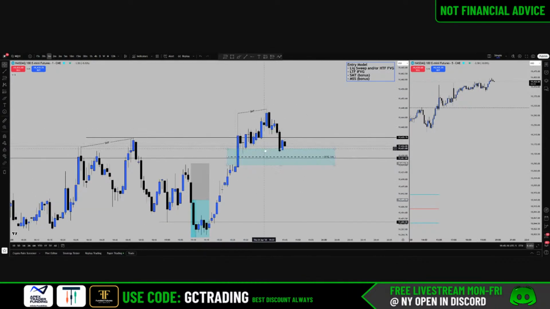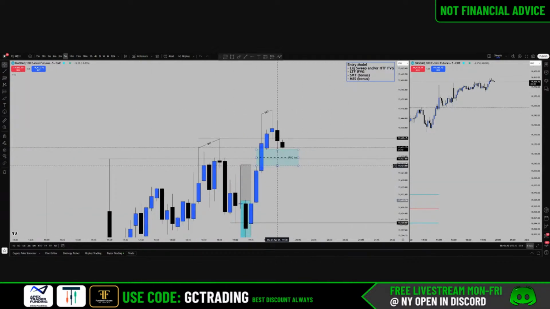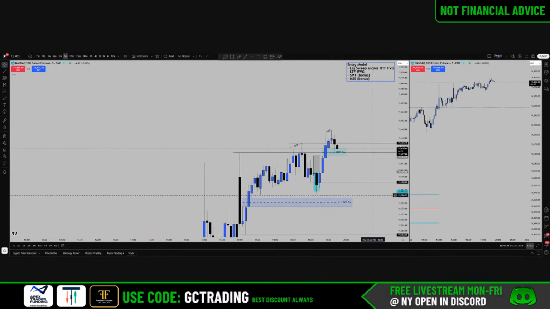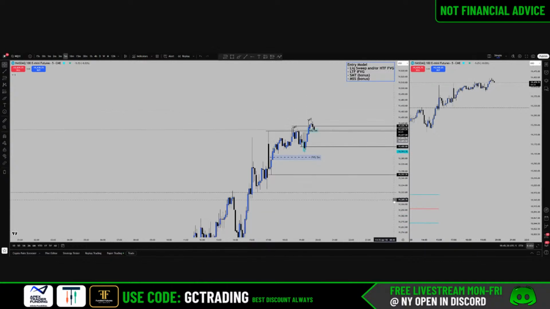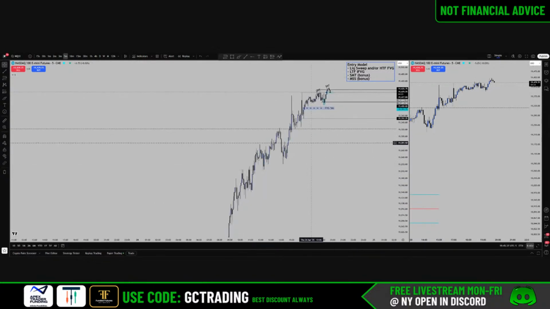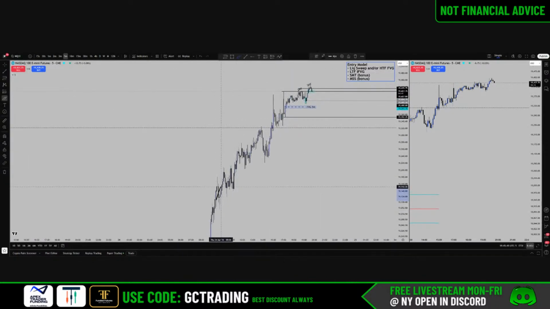So right now we are just sitting on top of this fair value gap. Let's see if we inverse that. But it's crazy because this is what it's been doing pretty much the entire day after that initial rip up. It's just been doing this, going to take out that high, pulling back.